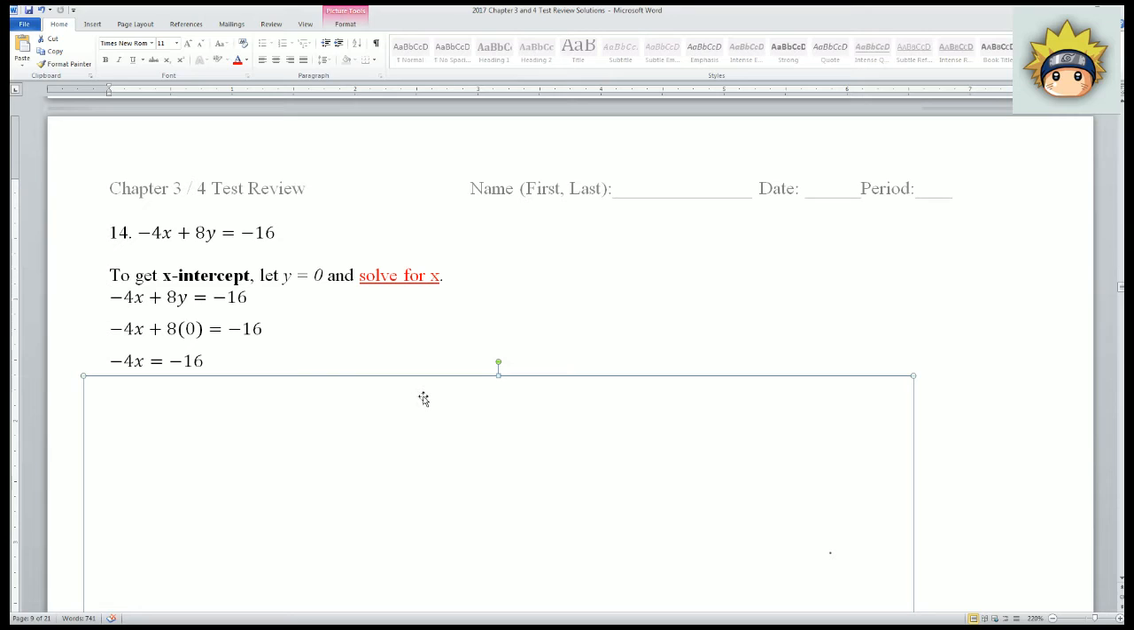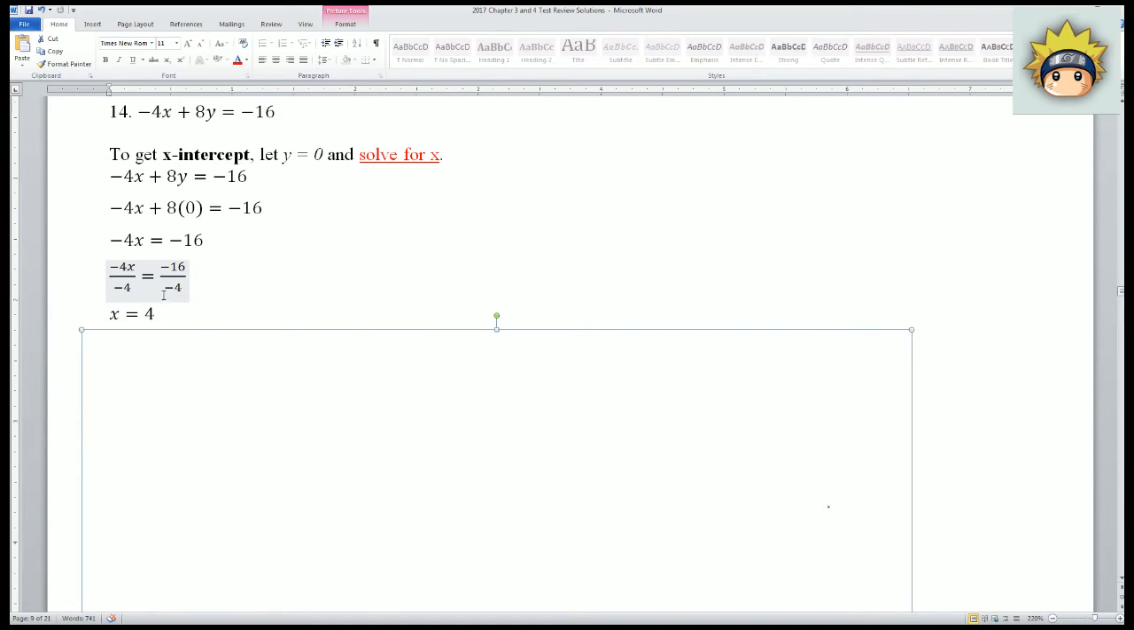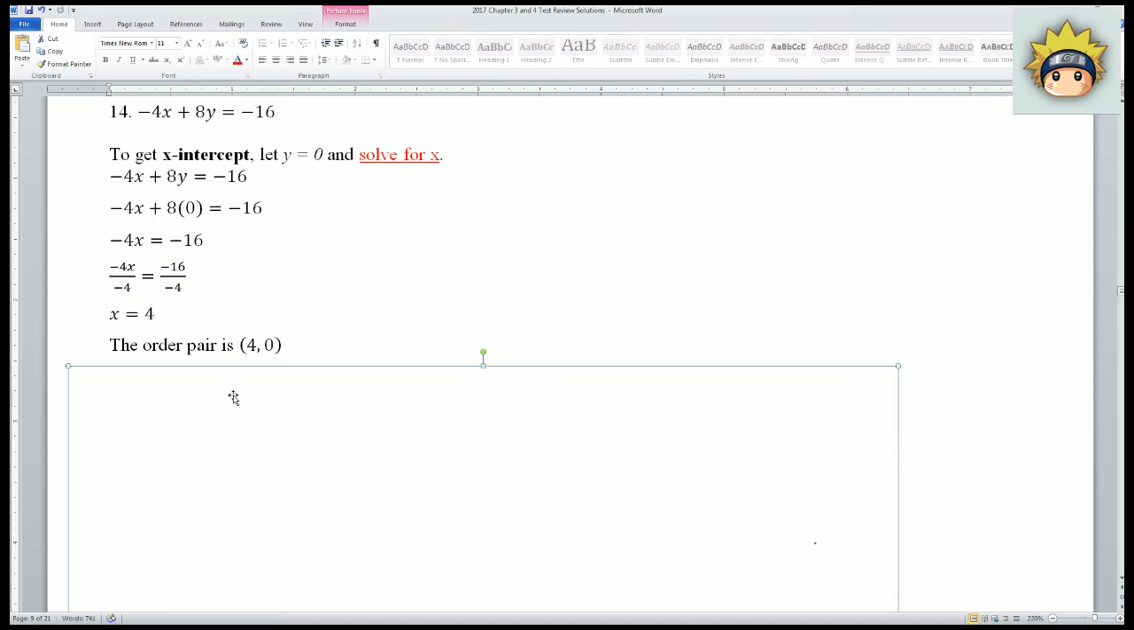X is not alone. It is attached via multiplication by -4. So, how do you get rid of it? The inverse property of dividing by -4. Once you divide by -4, what's left over on the left-hand side is an x. On the right-hand side, it's a +4. The reason why it's a +4 is -16 divided by -4 is +4. The ordered pair is 4, 0, because x is equal to 4 only when y equals 0. It is a relationship, thus you write it as an ordered pair.